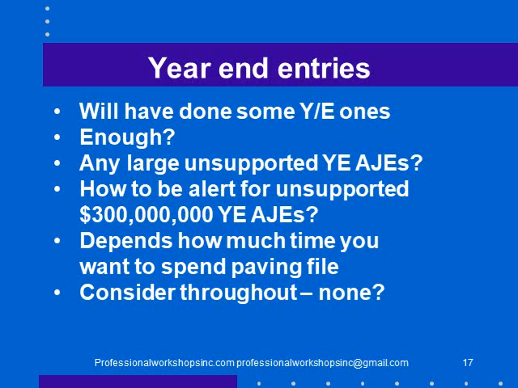So, year-end entries. Have we done enough? Have we done some? We need to conclude on that. Are there any large unsupported year-end journal entries? If there are, we really want to pay attention to that. And how do you be alert for an unsupported, even if approved by management, $300 million journal entry at year-end? If you spend your time paving the file with documentation, I think you're going to miss it. If you're considering throughout and there are no such large journal entries, that's probably all you need to do, and use judgment as to whether or not there are large unsupported journal entries.